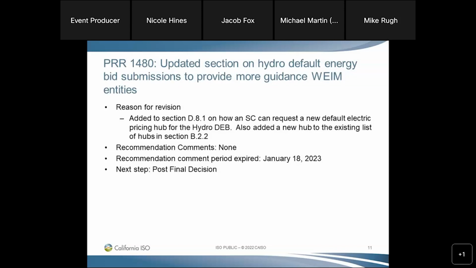Okay, I believe this one's mine also. It's PRR 1480, updates to the section on hydro default energy bid submissions. So we put in a section on how a WEIM entity can request a new default electricity pricing hub for their hydro devs. And it's a big, long section. We hadn't had that outlined very well. So we didn't receive any comments, and that is also ready for posting the final decision.